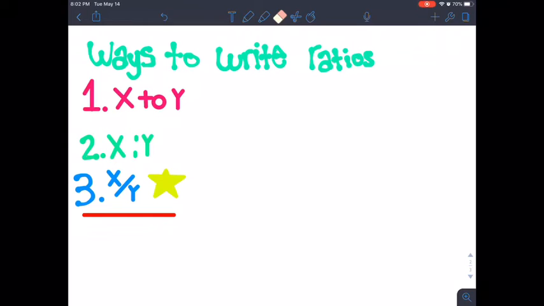There are three ways to write ratios. The first way is x to y. The second way is x colon y. And the third way, which we would prefer, is x over y.